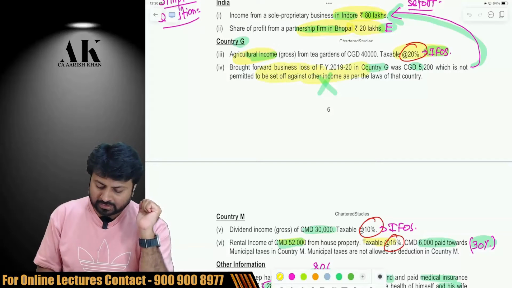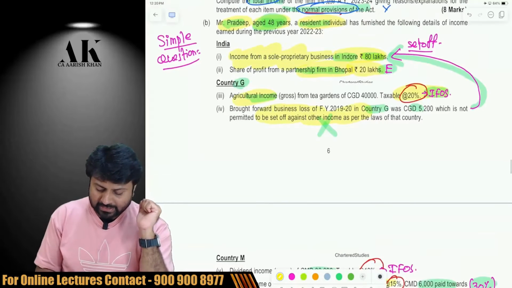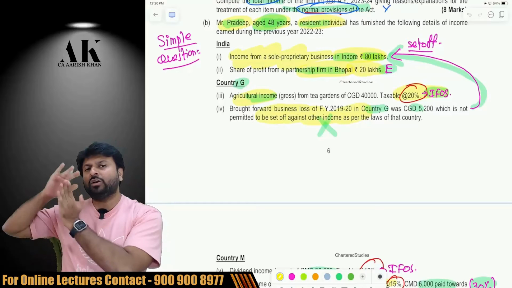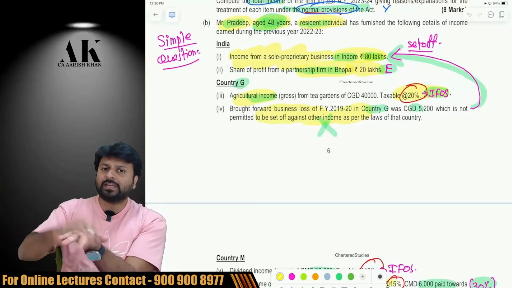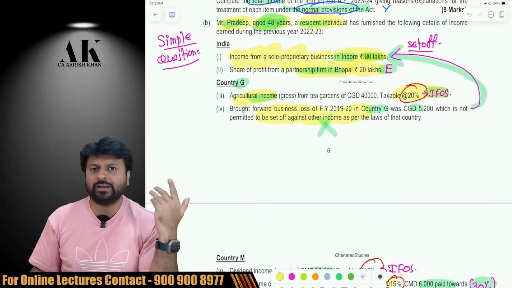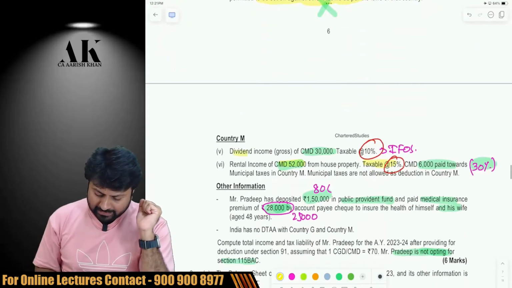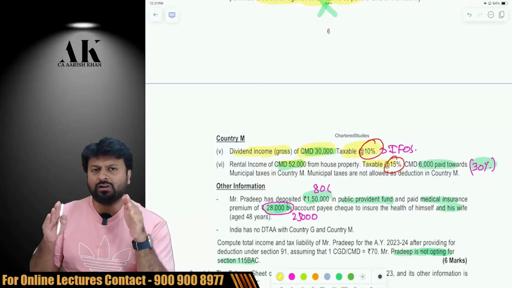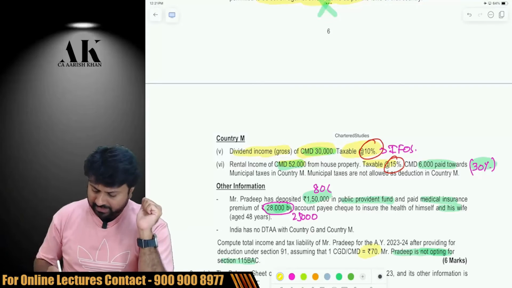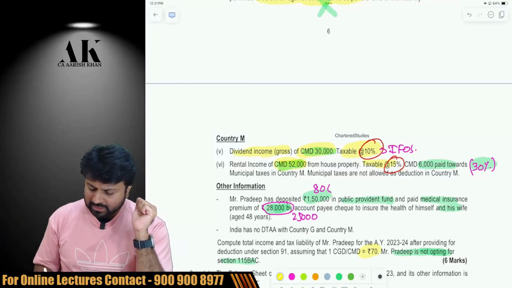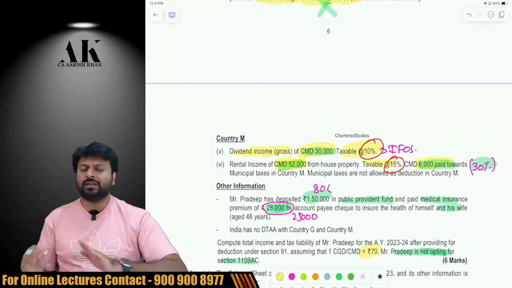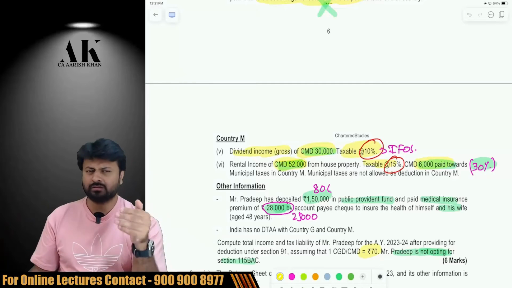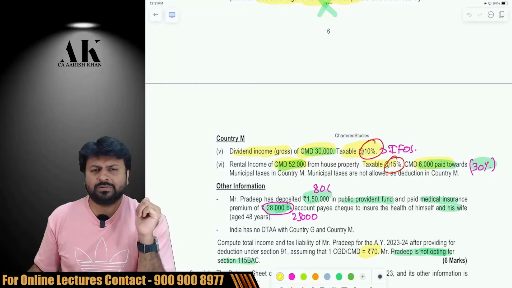Then there is some brought forward loss from country G that he can set off against the business income in India. That loss might not be allowed in country G, but that can be set off against Indian income. There is no harm in that, you can do that. Okay, next, then dividend income from country M, 10% tax you have paid. You have to convert this $30,000 into whatever is the conversion rate which is given, 70 rupees. Then rental income 52,000. Then on that 6,000 rupees you have paid as municipal tax, you can take that as a deduction. And on balance income, you can claim 30% standard deduction.